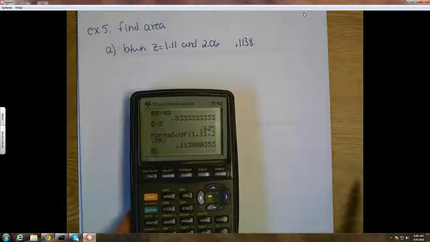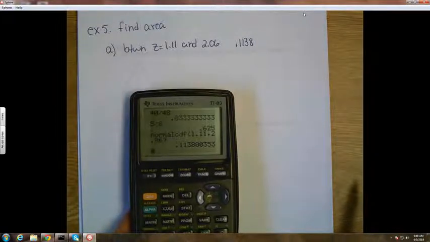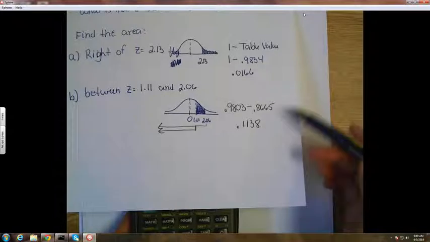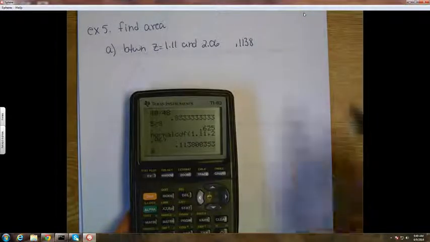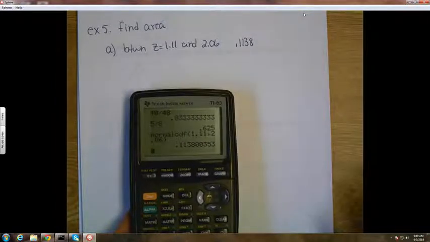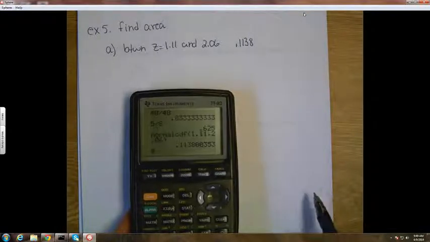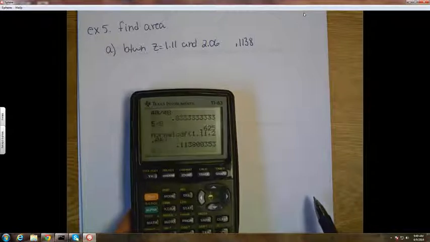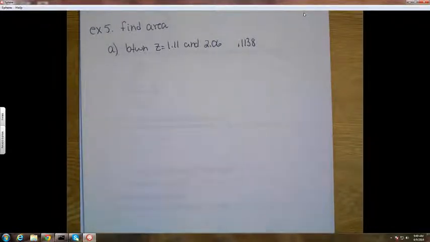Can you figure it out? You guys have the newer stuff? Yep. There's your answer. It's the same answer we got with the table. It's the same problem we just did with the table, 0.1138. Calculator, 0.1138. That's leftover from before. Okay, so you got between.